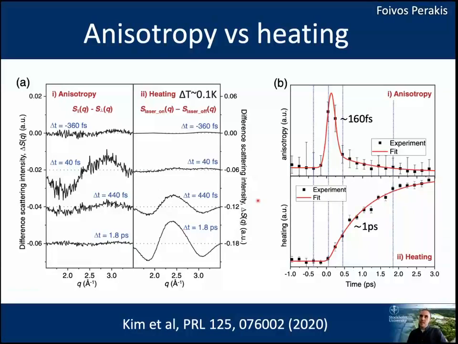And here is now the dynamics. You have the anisotropy that rises and then drops very fast, with an initial drop of approximately 160 femtoseconds. And there's a slower component on the picosecond time scale. And then you have the heating that rises at a slower time scale. So you can clearly separate those two.